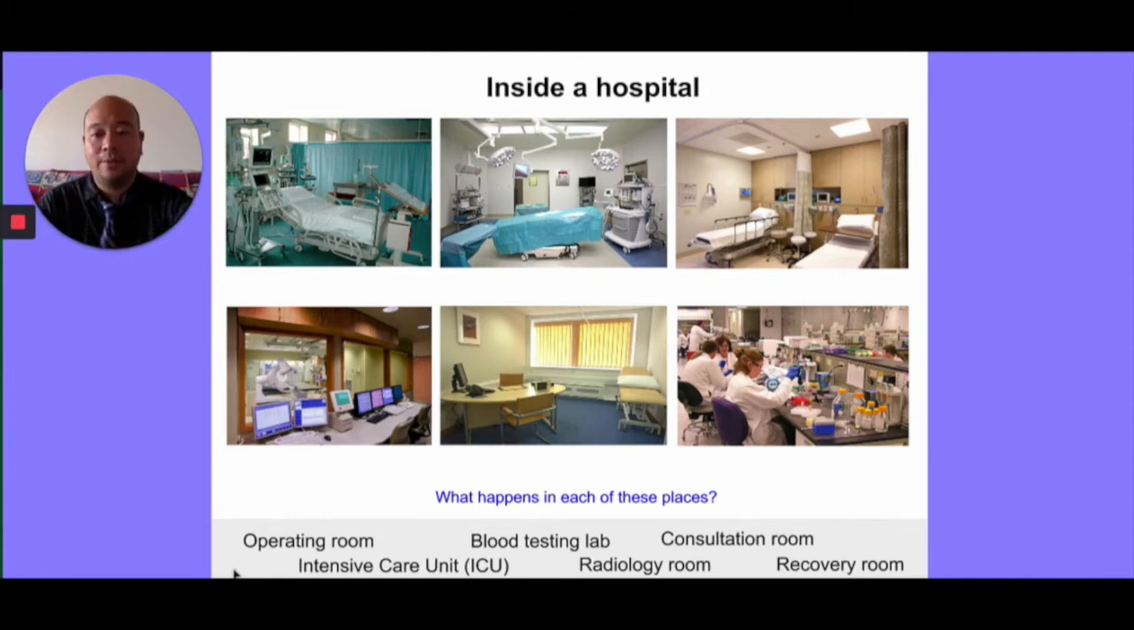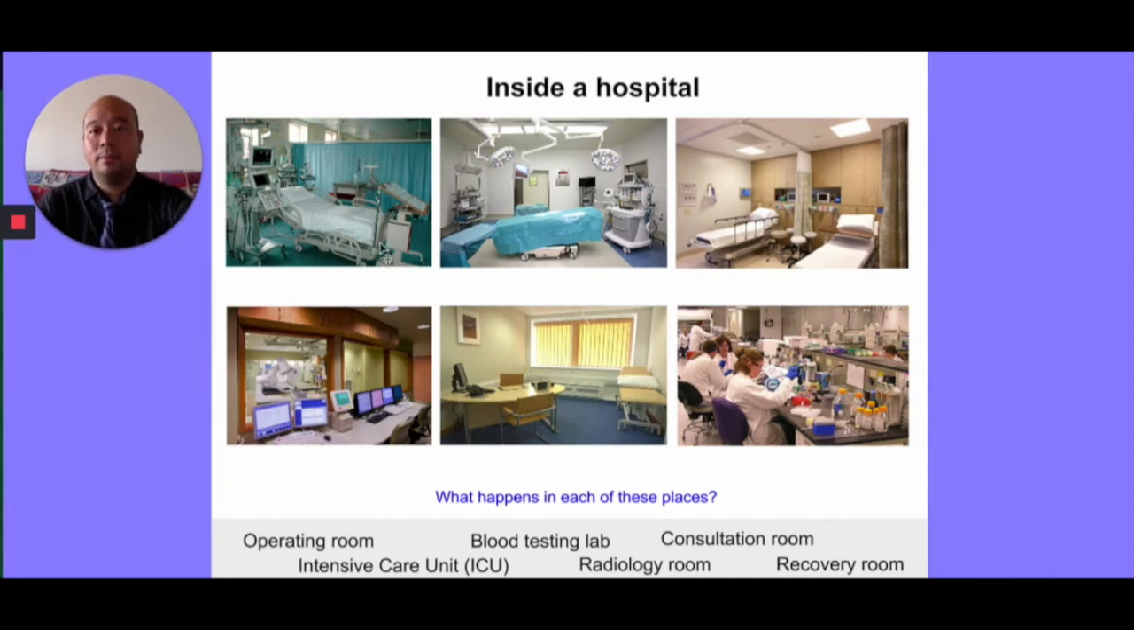So starting from left to right, first one is the operating room. The next one, intensive care unit, or ICU for short. The blood testing lab, radiology room, consultation room, and the recovery room. Okay, so 6 different rooms. Let's match them to these pictures.